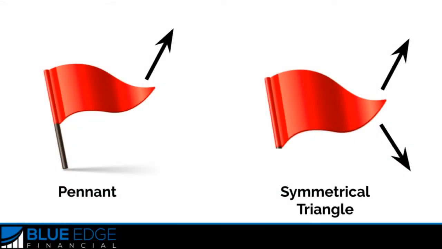Here in this section, we're going to talk about how to trade triangle chart patterns. We're going to talk about the three types of triangle chart patterns, which are the symmetrical, descending, and ascending. We're going to start out here with the symmetrical triangles.